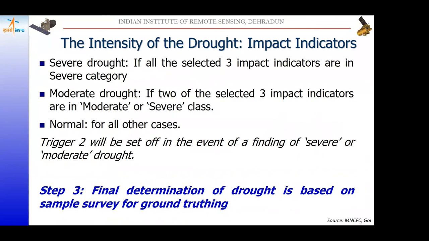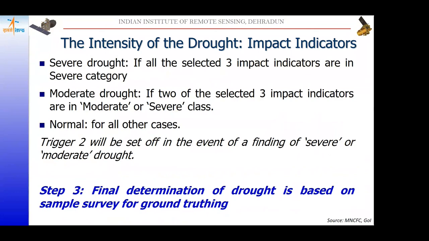Then step 3 comes into the picture, where the final determination can be done. The final determination has to be done using the sample survey with ground truthing data sets, like what is the actual situation on the ground. So the ground truthing data sets define the spatial extent, in terms of variation of severity level as well as the scale of the drought.